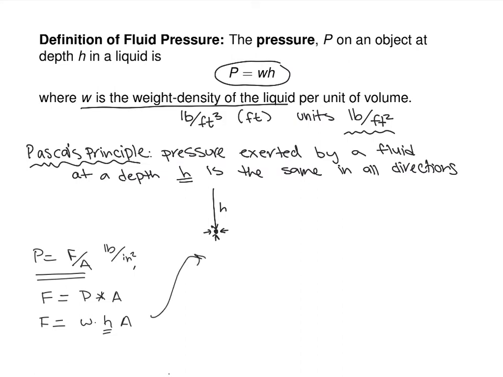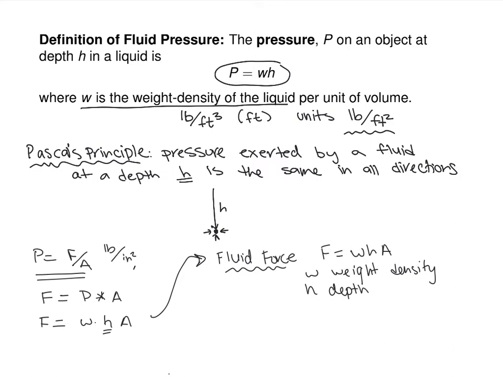So here's the thing for fluid force, or the force exerted by a fluid: we have F equals W H A, where W is the weight density, H is the depth, and A is the area. Notice that this force, at least in the American system, will have units pounds. In the metric system, it will have units newtons.